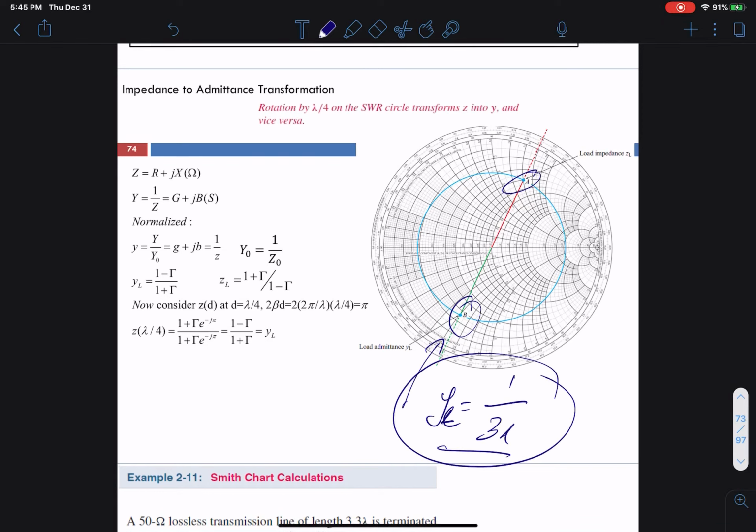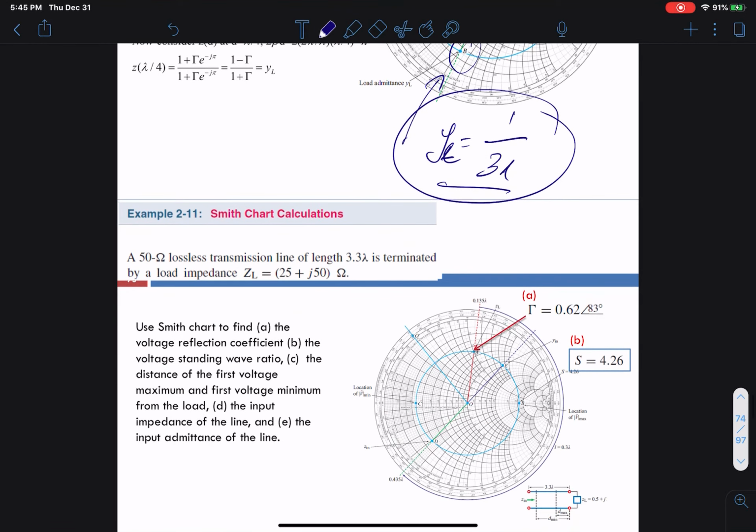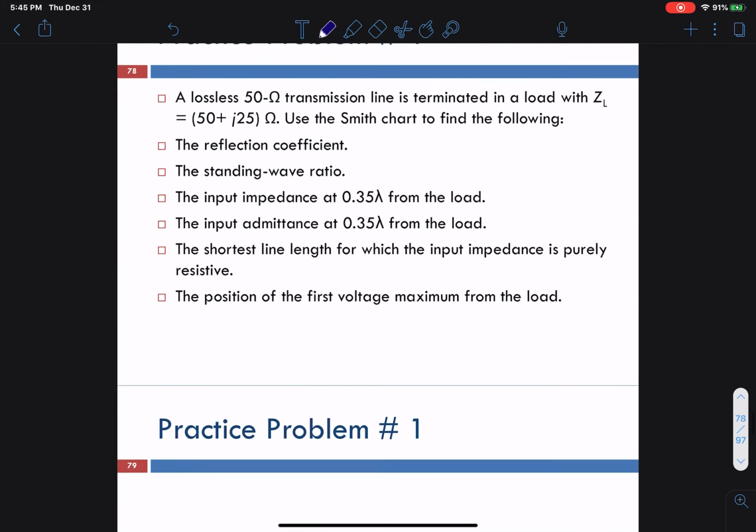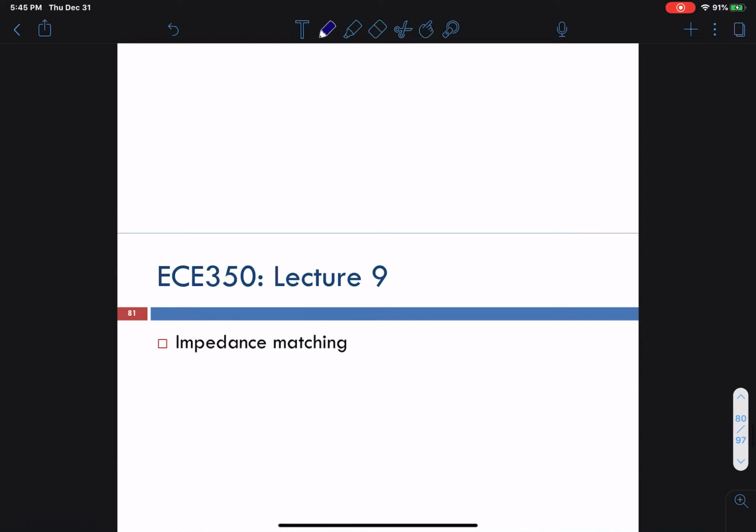It's very important for us to understand admittance, because we're going to use admittance for load matching. All right, I'm going to go through this problem in the class, and also going to go through other problems in the class to understand the Smith chart. Then we're going to go to lecture 9.